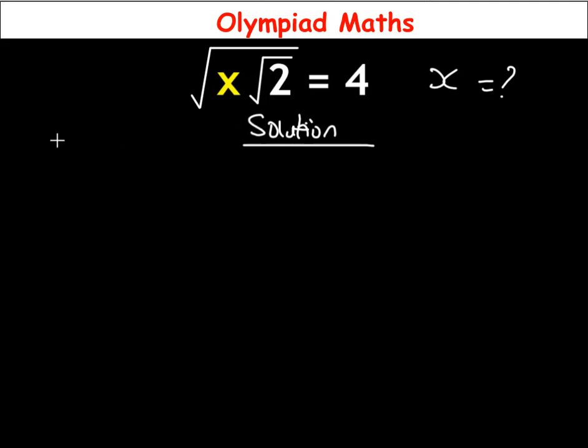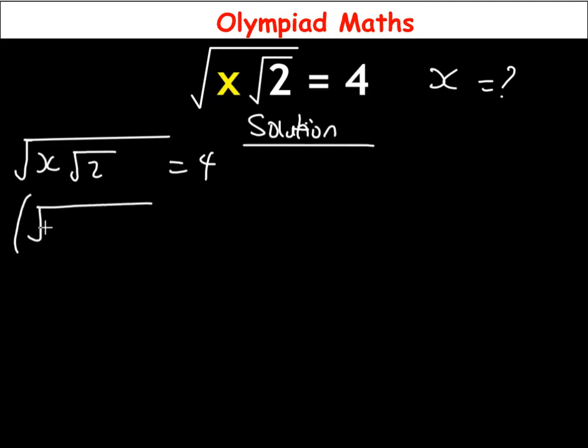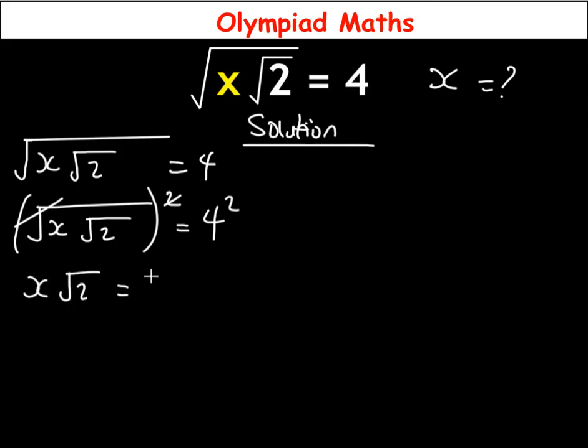Okay, so we have √x · √2 = 4. First, I'm going to square both sides. So (√x · √2)² is equal to 4². With this, the square will cancel the square roots. What you have is x · √2 is equal to 4 squared, which is 16.